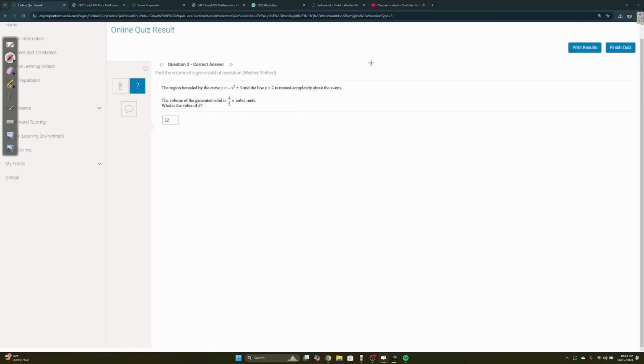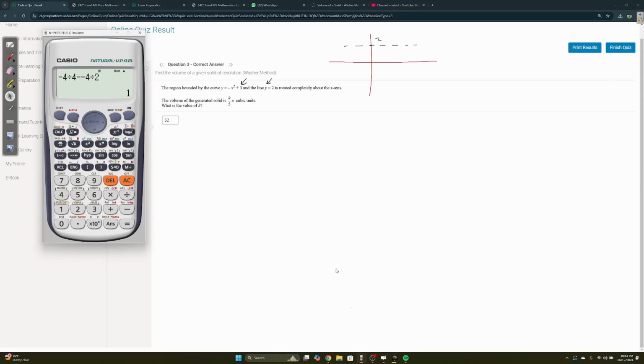If you're saying, "Walid, man, who has time to graph?" Let me show you, man. It's so easy. You have your graph, you have y equals 2, and then minus x squared plus 3. But no need. Take your calculator, go to your mode. Every calculator has a table mode. Type in minus x squared plus 3.